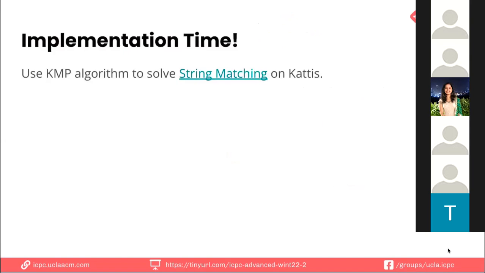So now it's implementation time. There's this very neat problem on Kattis on string matching that I've linked in the slides, and it is the exact problem that we've been talking about. Given a text T and a string S, find all the occurrences of S in your text T. That's pretty much the entire problem. I'll let you all go and implement KMP to solve this problem on Kattis. I'll give you about 10 minutes or so to do this, and we can resume after. I'll pause the recording for now.